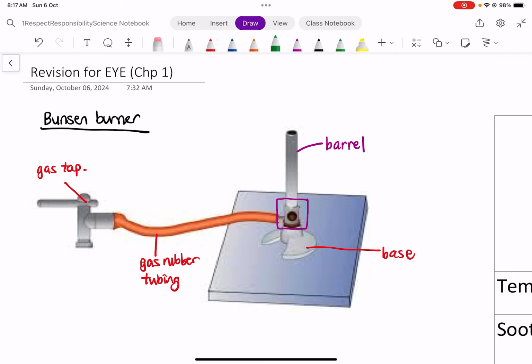First, we have the movable collar. The collar is the metal piece which can be rotated and turned. We turn the collar so as to open and close the air hole. Now, this is crucial because depending on whether the air hole is opened or closed, you will have two different types of flames. So now, after labeling the parts of the Bunsen burner, let's look at the two types of flames which will be produced by a Bunsen burner depending on whether the air hole is opened or closed.